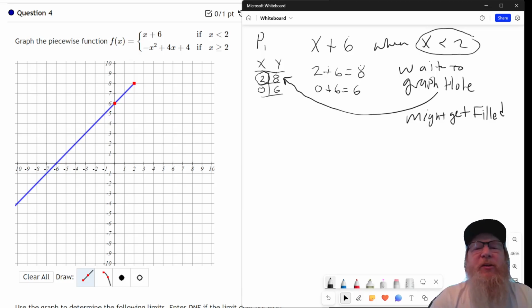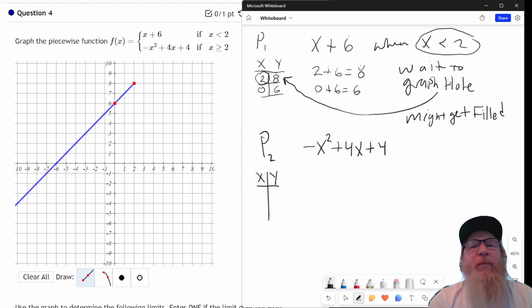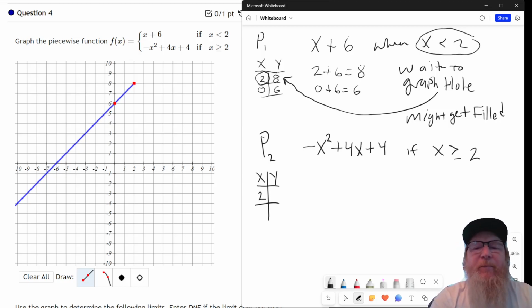So now we'll go to piece 2. Piece 2 looks like an upside down parabola. We have negative x squared plus 4x plus 4. If I was needing more detail, I might complete the square and rewrite this into a better form. But I just need a couple points. So x is greater than or equal to 2. And because it has the or equal to, this will be the solid dot or the point as opposed to an open hole.